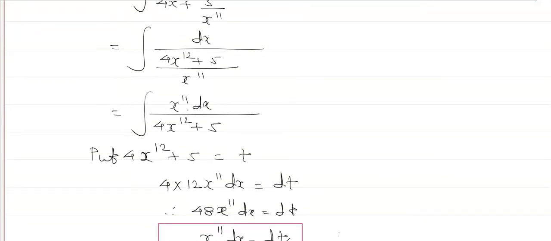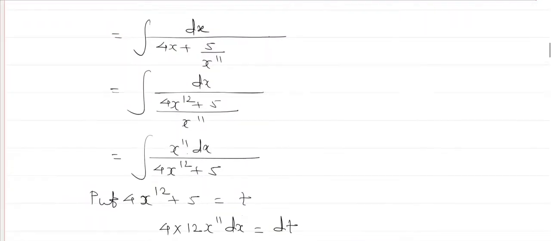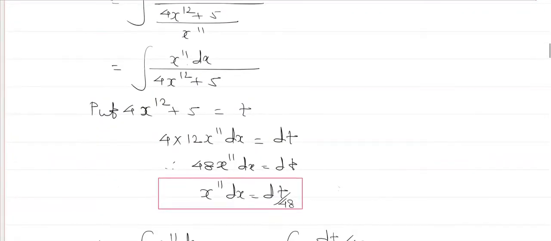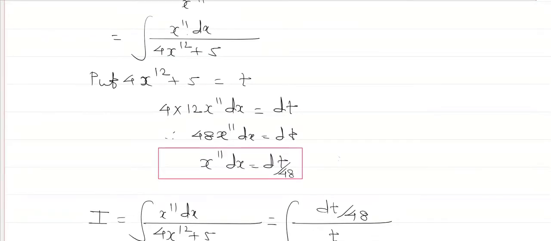And again this can be written by multiplying with the reciprocal, that is integral x raised to 11 into dx upon 4x raised to 12 plus 5. Now what will be our substitution? Here there is 12 and here 11, so what will we call the denominator? t. Therefore 4x raised to 12 plus 5 is equal to t. What is its derivative? The derivative of 4x raised to 12 is 12x raised to 11 into dx, equal to dt. 4 into 12 is 48, x raised to 11 into dx is equal to dt. Therefore x raised to 11 into dx is equal to dt upon 48.